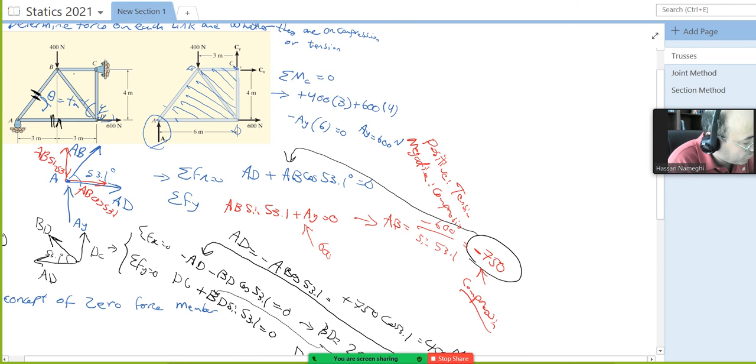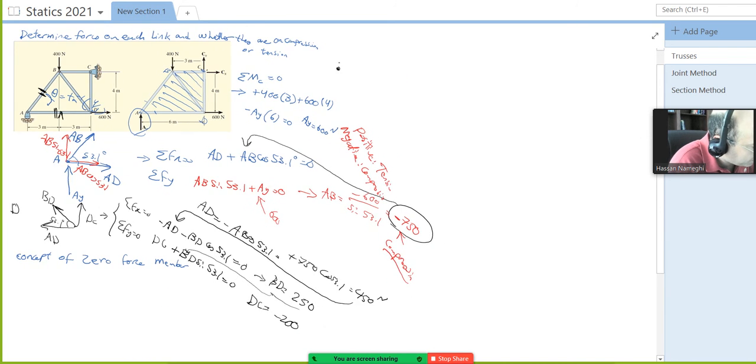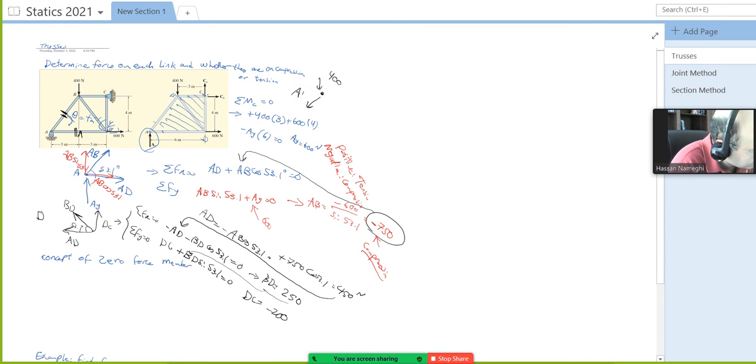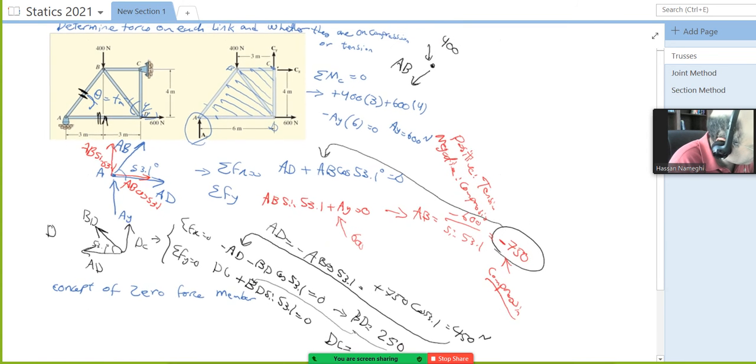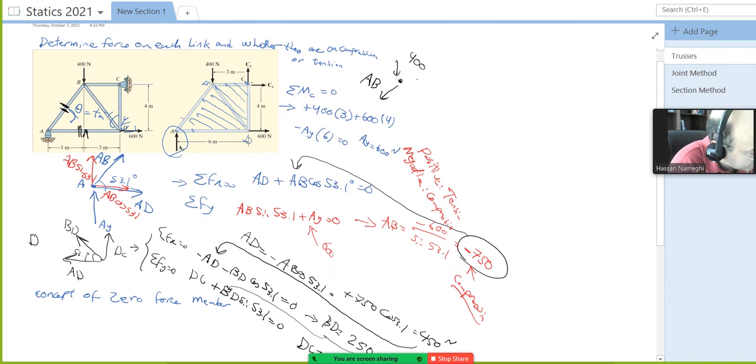So in order to do that, I'm going to go to point B again. I'm going to do a little bit of zoom out so I just put everything in the same page. At point B, we have a 400 going down. Then we have the force BA or AB. And then I have a force DB, or I call it BD already. And I have another force here, BC. It's going to be a lot of computation, but you would be able to solve it. You do again, sum of f of x here, sum of f of y here to calculate.